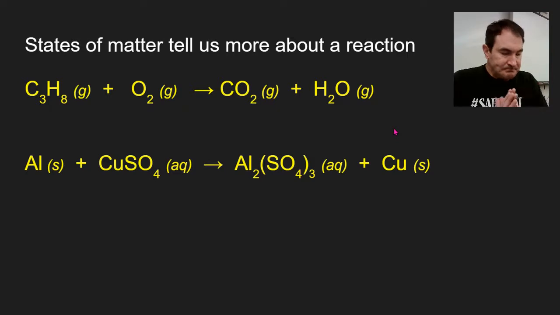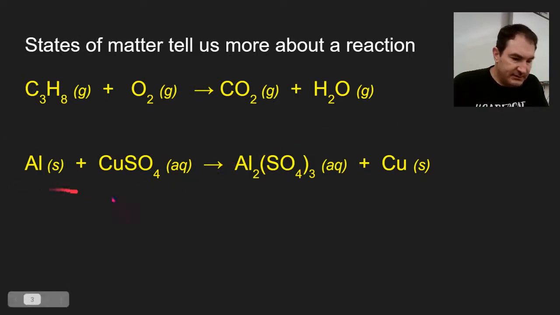Now, when we see those phases of matter, it helps us. Maybe you don't know what C3H8 is, but you can tell from the denotation that it's a gas. And so we're combining 2 gases together here, and we're producing 2 gases. Again, it just gives us a little bit more information.